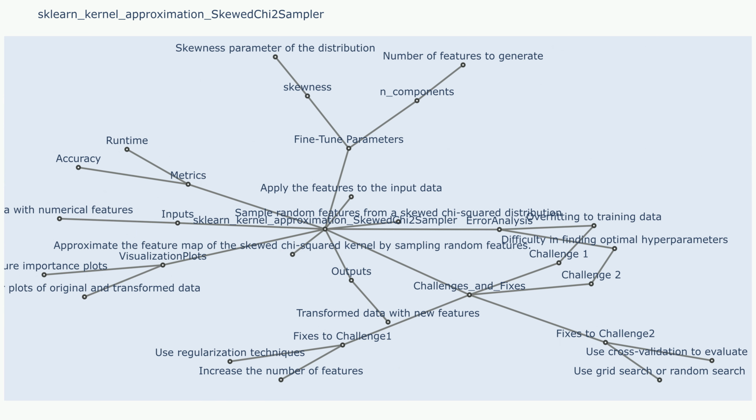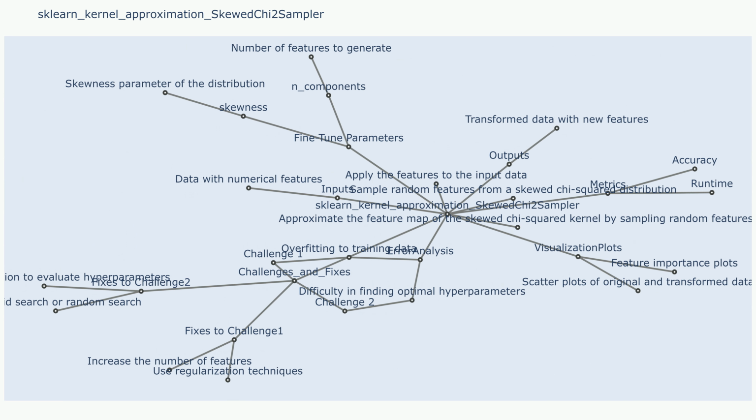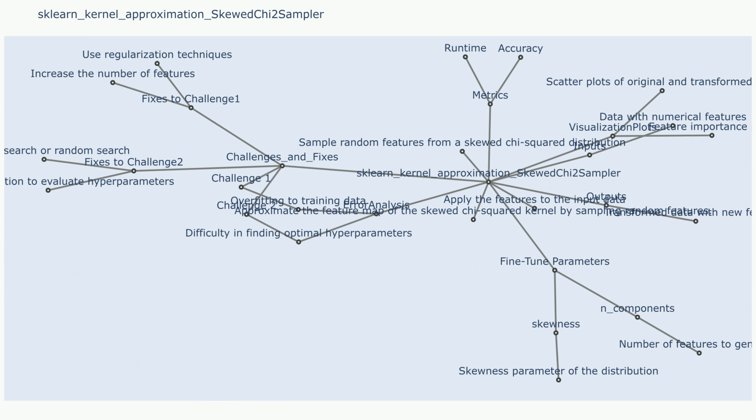If N components is too high, the model might overfit to the training data, leading to poor performance on unseen data. Sample use case that resulted in challenge 1: using a high N components value for a dataset with a small number of training samples might lead to overfitting. Fixes to challenge 1: Consider reducing N components or using techniques like cross-validation to avoid overfitting.